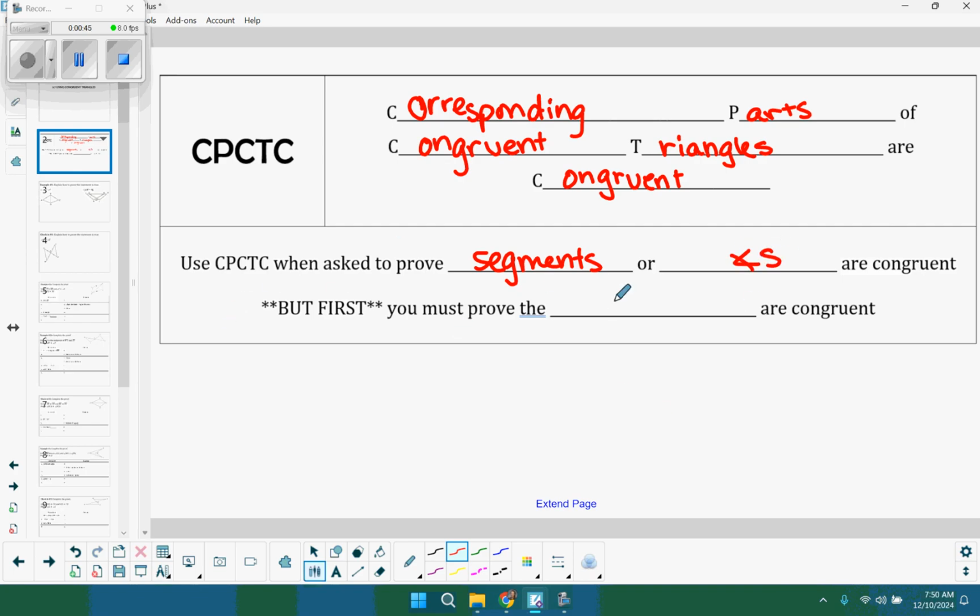But first we must prove that the triangles are congruent. So we know our methods for showing triangles congruent are things like SSS, or side, side, side. So if I can prove two triangles are congruent using only their sides, I can now say their angles are also congruent to each other.